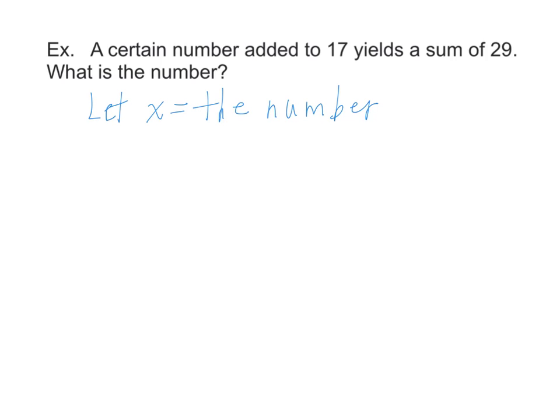Now let's look for some key words. Here's the word sum. Sum is what you get when you add two numbers together. When we add this number and 17 together, it said the answer is supposed to be 29. So here's my equation.